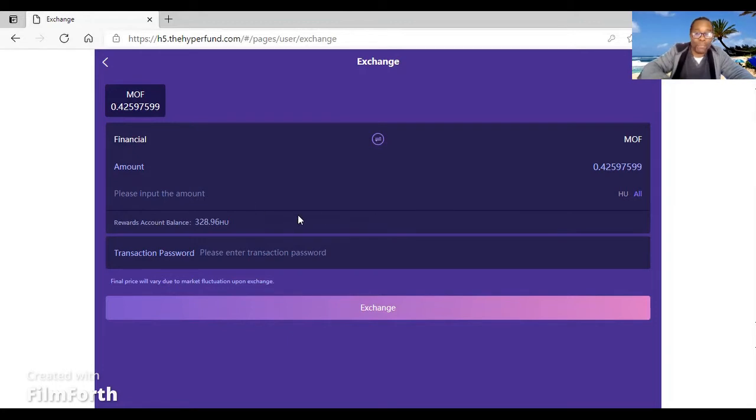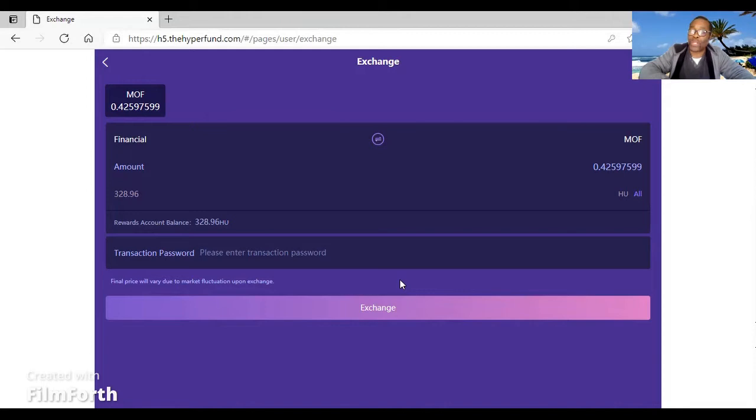So now I am going to say exchange ore to molecular future. There's a little fee that is attached to this exchange. Normally the platform takes 3 HU for the conversion, and it's a flat charge irrespective of the quantity that you are withdrawing.